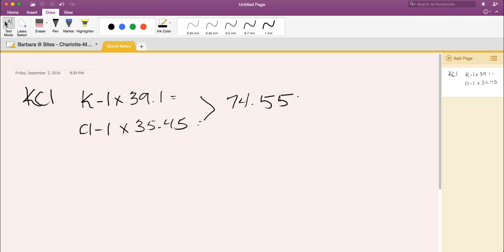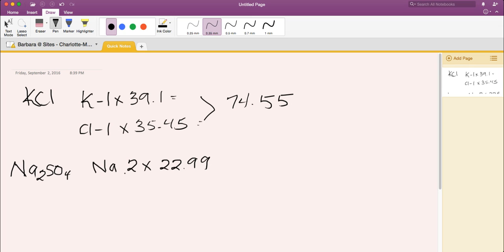All right, looking at the next problem, let's look at number 3. You have sodium sulfate. The formula for sodium sulfate is Na2SO4. All right, so when you look at this formula, you see that there are 2 sodiums, 1 sulfur, and 4 oxygens. So now you're going to go to the periodic table, and you'll see that the mass of sodium is 22.99. So you're going to multiply the 2 sodiums times the mass, which is 22.99.